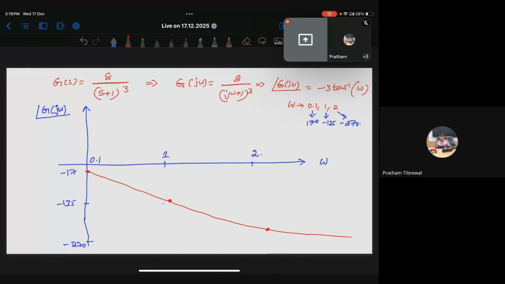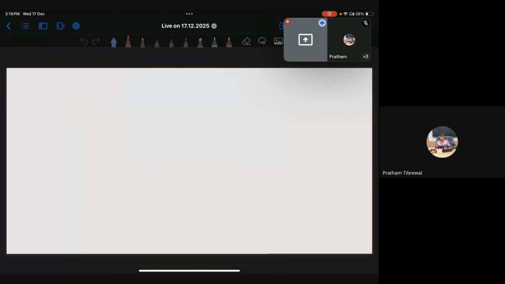Now that is our first case, to draw the Bode plot. The next question is to find the gain margin and the phase margin. First let us find the gain crossover frequency. How do you find the gain crossover frequency? It is the frequency at which the magnitude becomes 1.